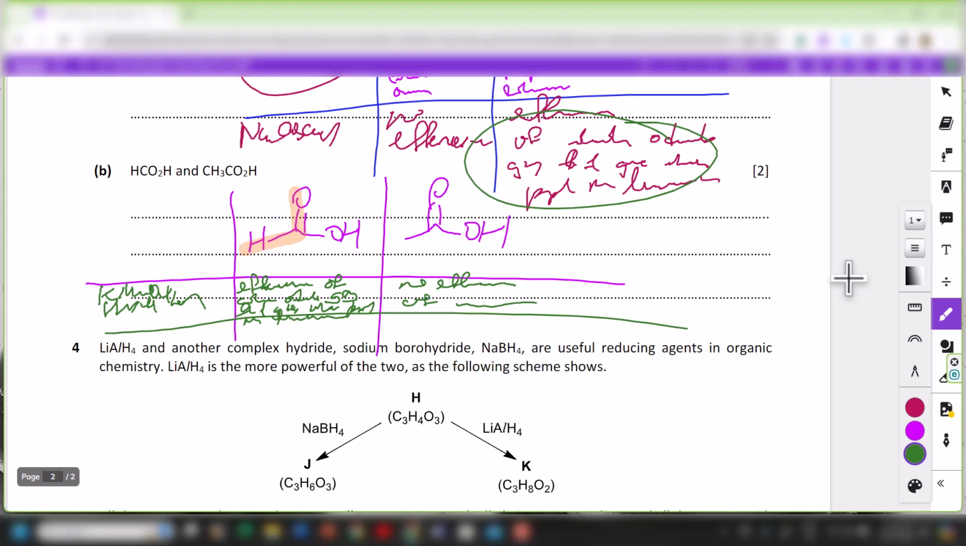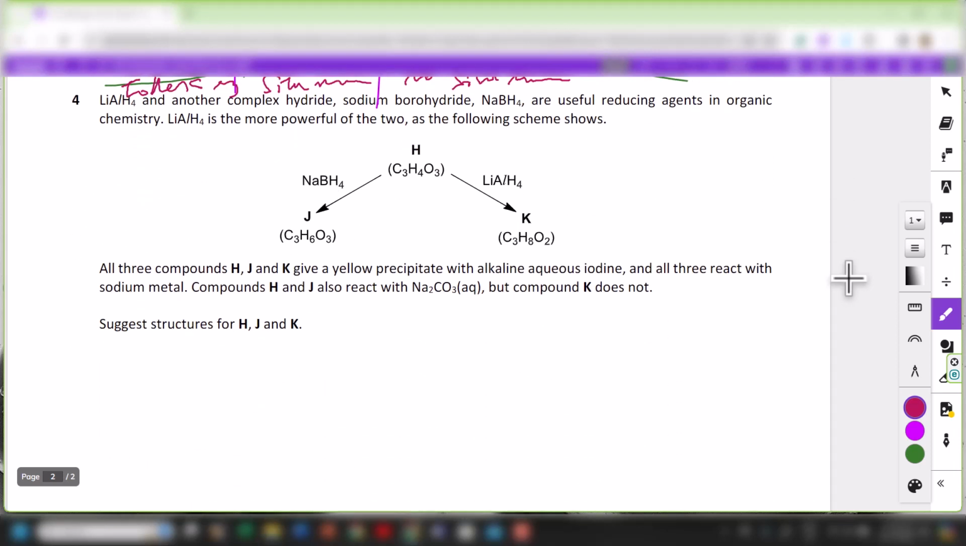So that means that this particular group can also undergo a positive test with Tollens. If you want, you can do the silver mirror test. So if you want, you can add Tollens reagent, and this will give you a silver mirror. Then for ethanoic acid, no silver mirror. Okay, then we'll move on to question 4.